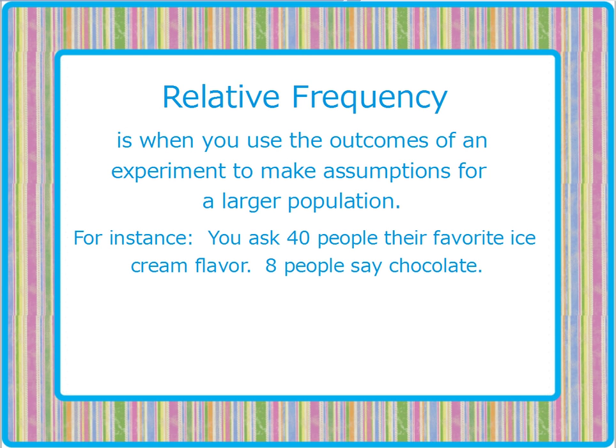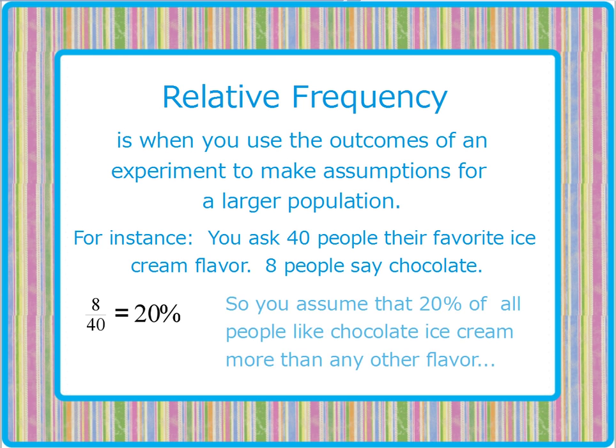So for instance, let's say you asked 40 people what their favorite flavor of ice cream was, and 8 of those 40 people said chocolate. So that gives me a 20% probability, right? 20% of the people said that chocolate was their favorite flavor of ice cream. So relative frequency says that I can take that number and perhaps for the whole United States, I can estimate that 20% of the people in the United States have chocolate ice cream as their favorite flavor.